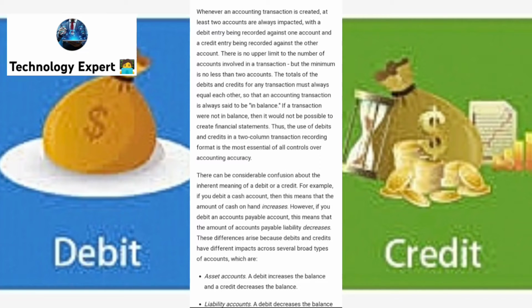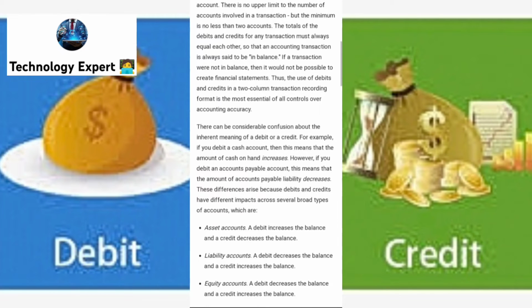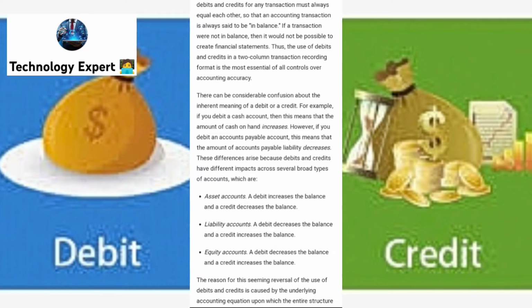The total of the debits and credits for a transaction must always equal each other, so that an accounting transaction is always said to be in balance. If a transaction were not in balance, then it would not be possible to create financial statements. Thus, the use of debit and credit in a two-column transaction recording format is the most essential of all controls over accounting accuracy.